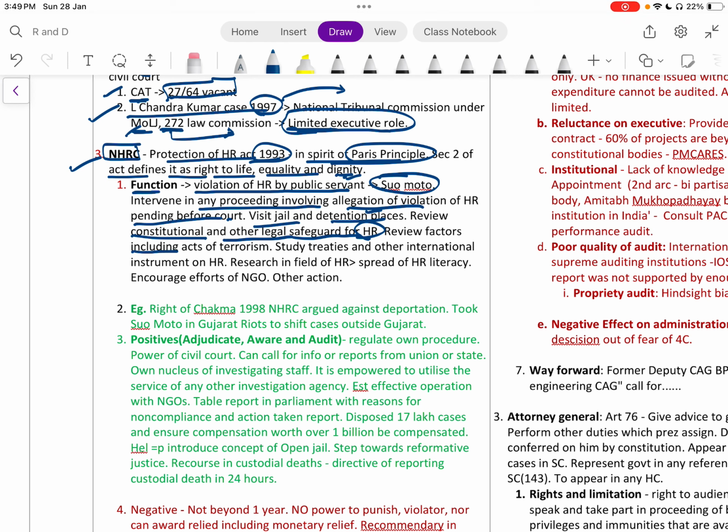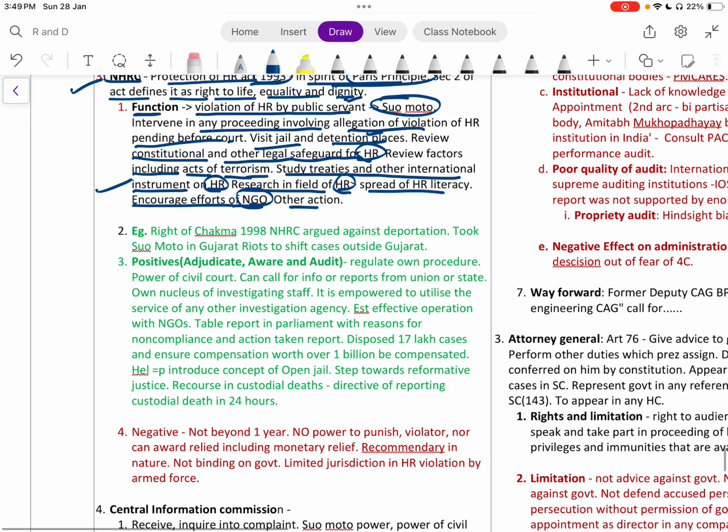Review factors including acts of terrorism. Study treaties and other international instruments of human rights. Research in the field of human rights. Spread human rights literacy. Encourage efforts of NGOs and other actions. Okay, so these are the functions of National Human Rights Commission.